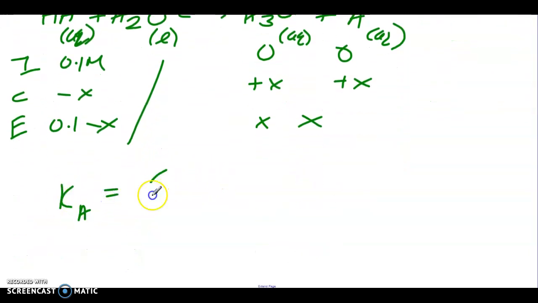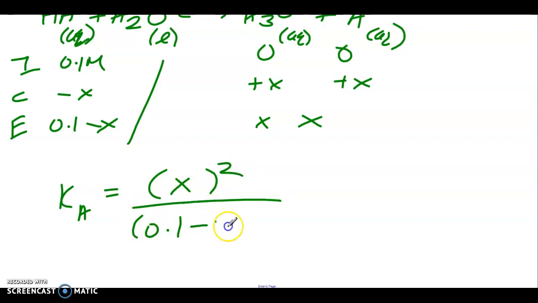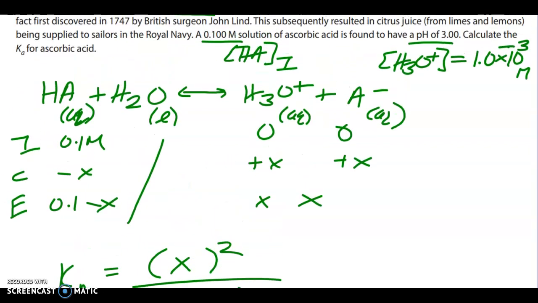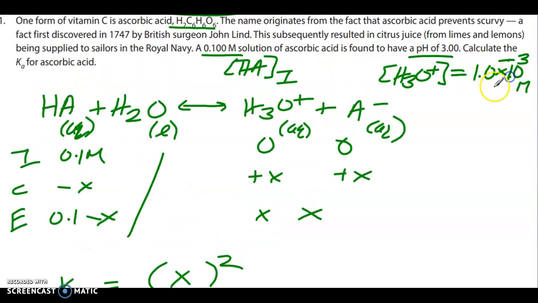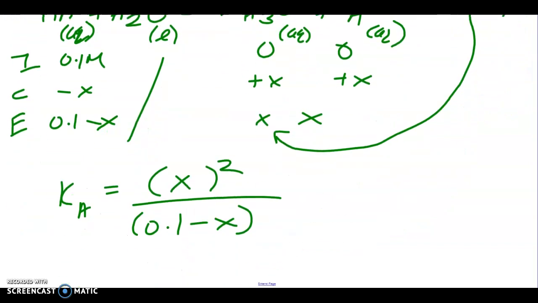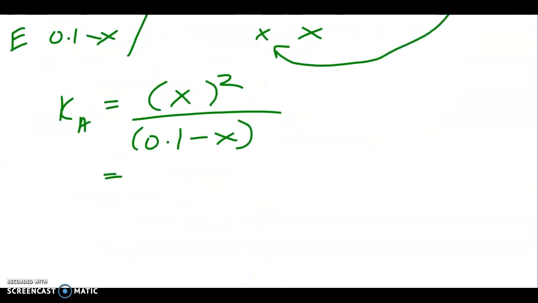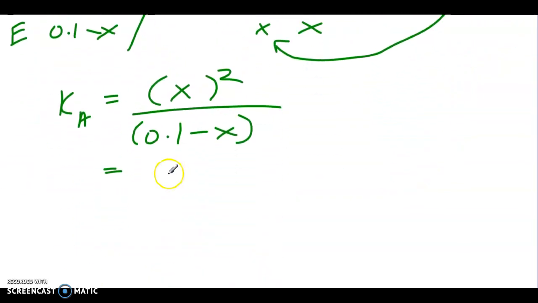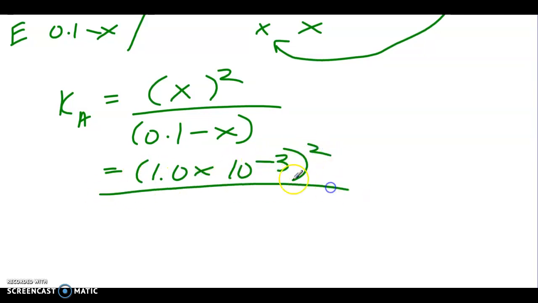Okay, so we're solving for Ka. In this case, this is going to be x squared over 0.1 minus x. Now we have x. Remember, by them giving us the hydronium at equilibrium, that is equal to x. So we have the numbers here to plug in. So this is going to be 1.0 times 10 to the negative 3 squared over 0.1 minus that.